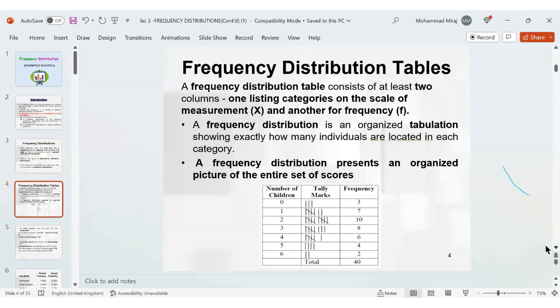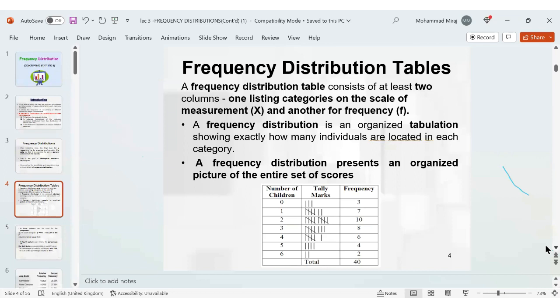Now, for instance, we have got a population where I've got different families and I want to find out, like there are 40 families and I want to find out how many children are present in different families. So what I will do, I will use a tabular form.